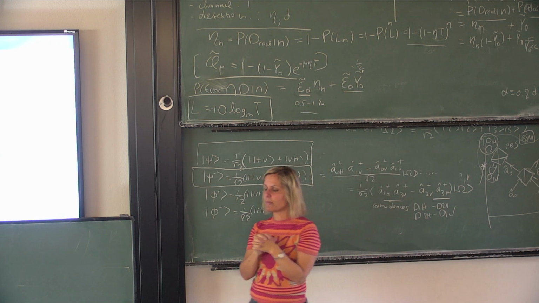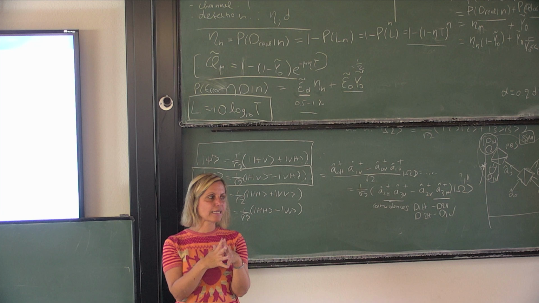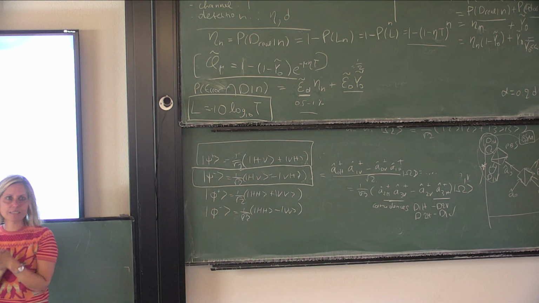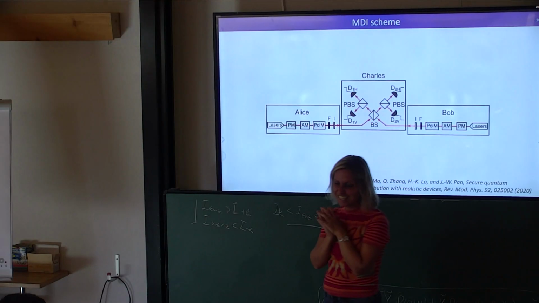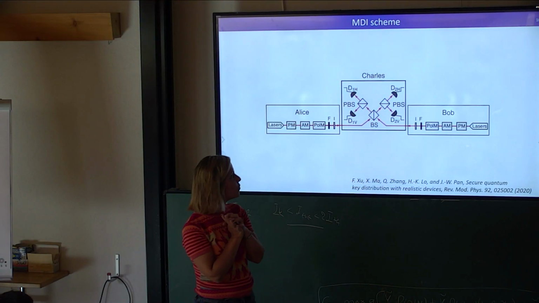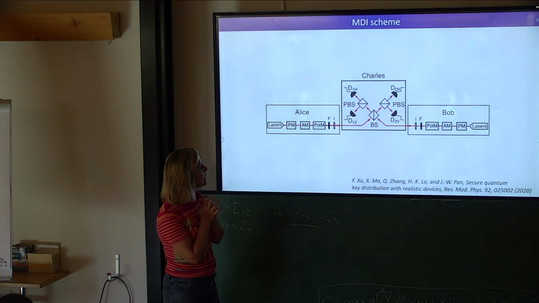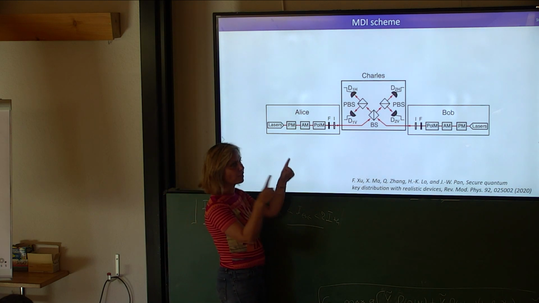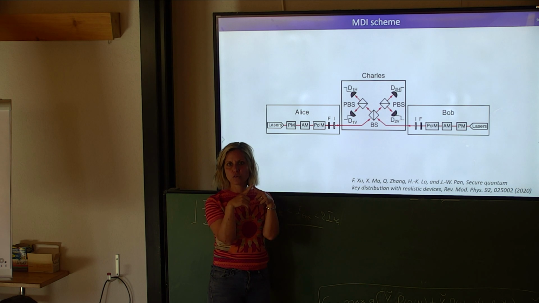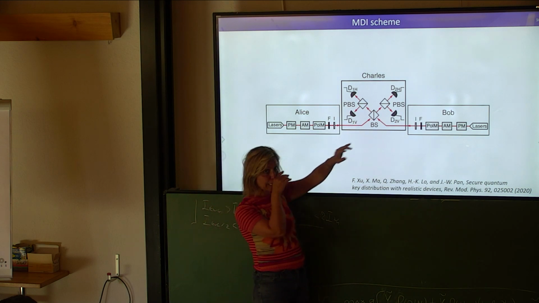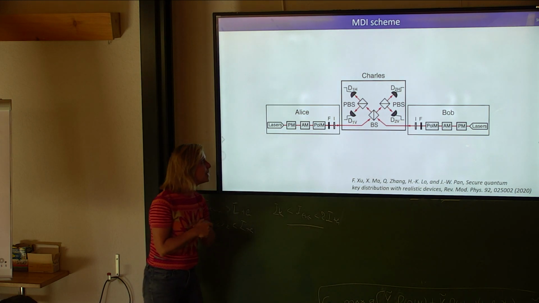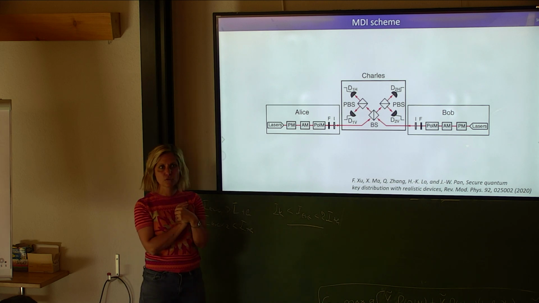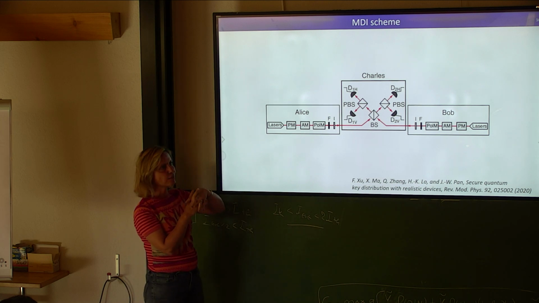I'm not going to talk about it at all, but there is a very important variant of the MDI scheme that is called twin field QKD. Some of you must have heard of it. Twin field QKD is a little bit the same concept, except that it's based on single photon interference, while here, as you see, we're putting two photons in the Bell state measurement of Charlie. In twin field QKD, the encoding is done in phase, and you only put one photon, so it's single photon interference.